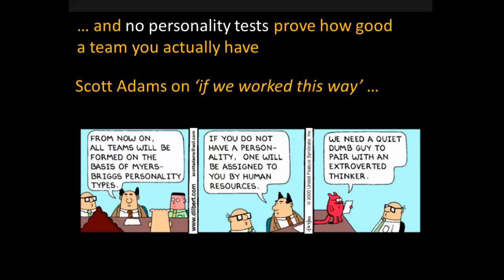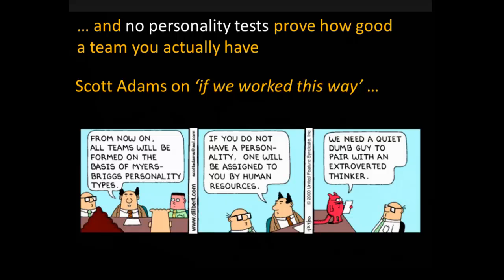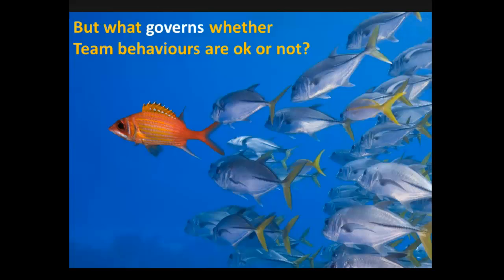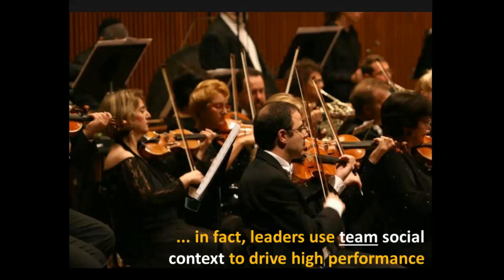The interesting thing is, if we're talking about what's okay and what's not, what really governs okay? We've got to have something measurable here after all, and there's an answer. I'm going to unpack this answer over the next few slides. It's context. Specifically, it's team social context, the situation we are in that says whether behaviours are actually okay or not.